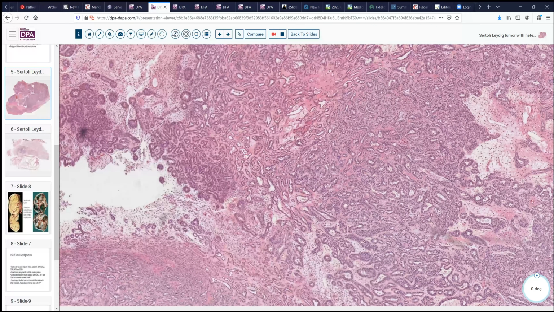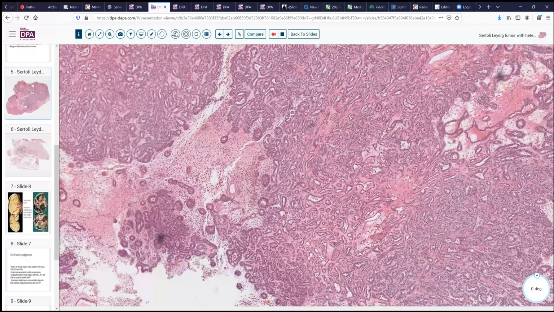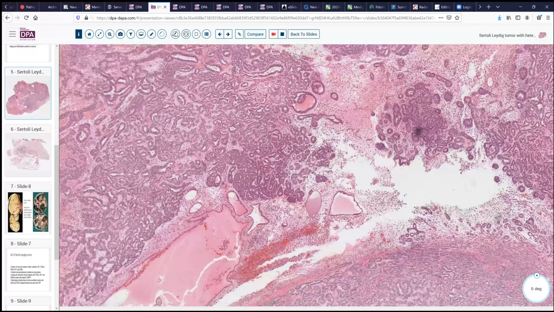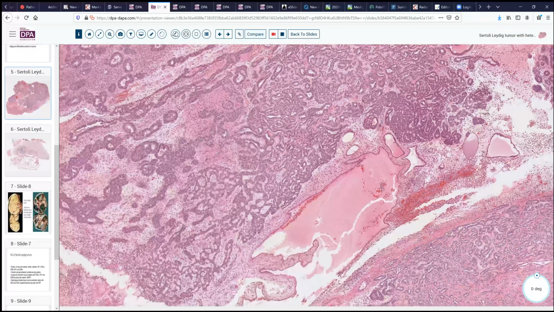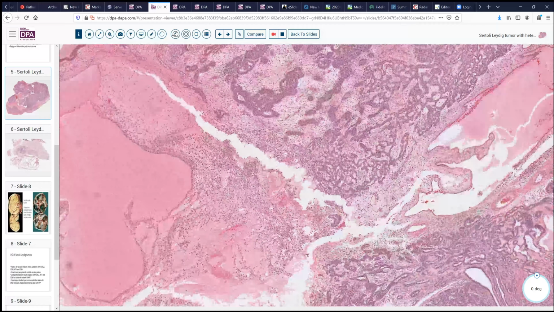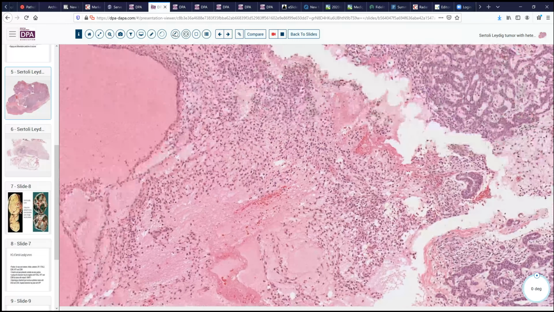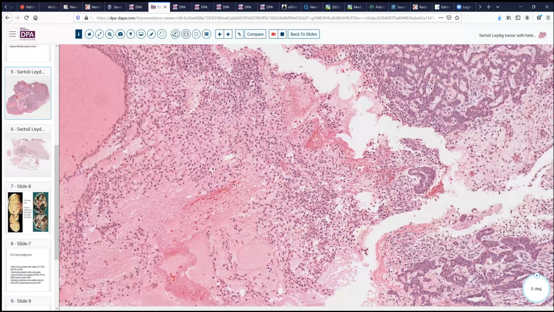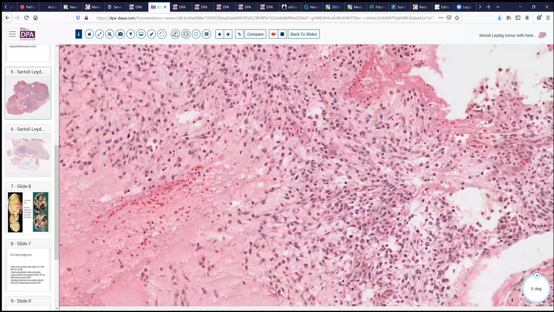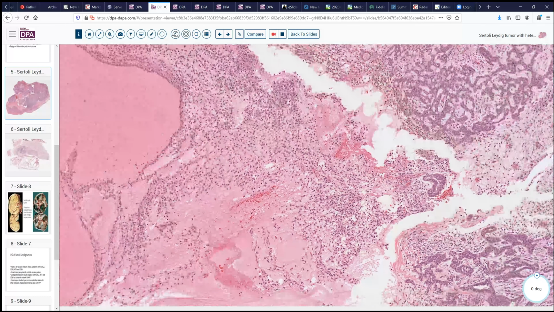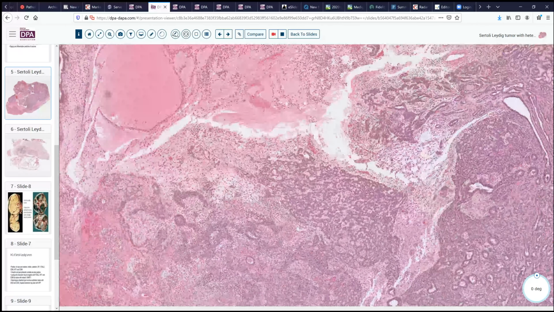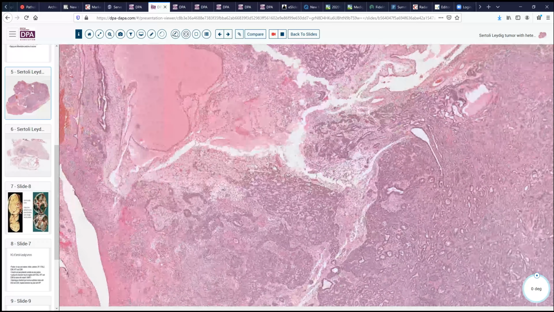The other features that can be seen, as I've mentioned, are heterologous elements that include myogenic differentiation. And this tumor did have some areas of myogenic differentiation. I think we can see maybe a little bit of it here. No, I'm not seeing it here. There are occasional areas where you may find strap cells. Here's a nice area to focus on.